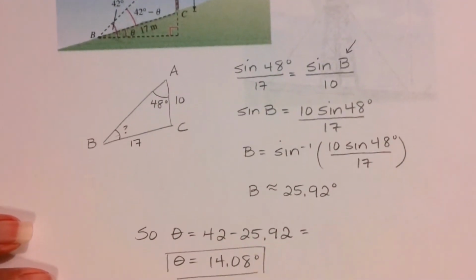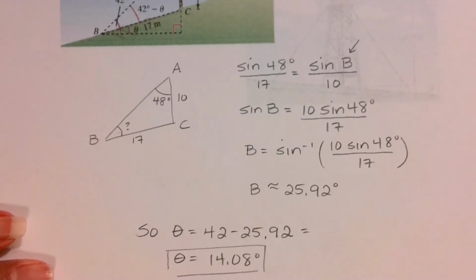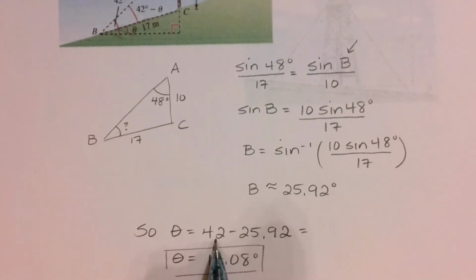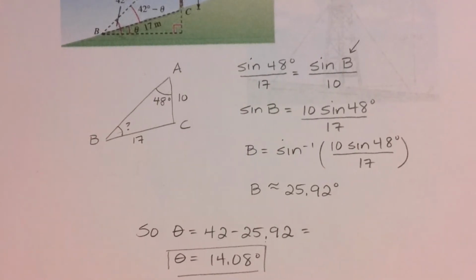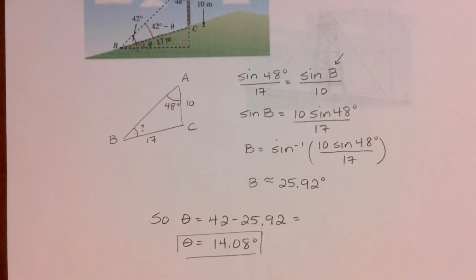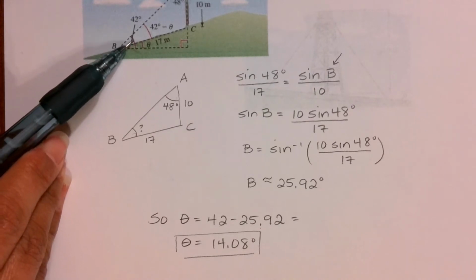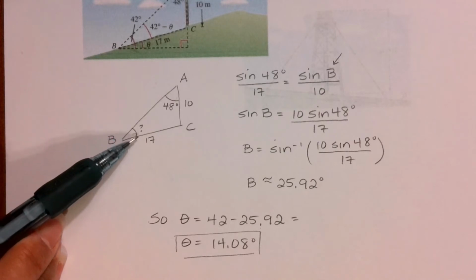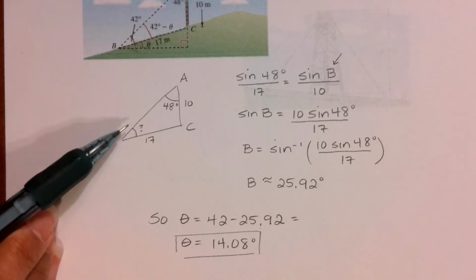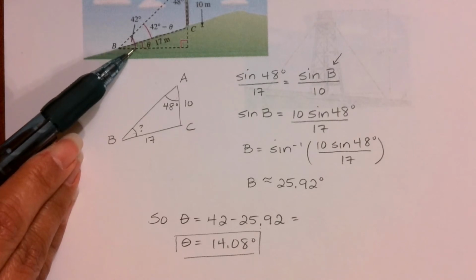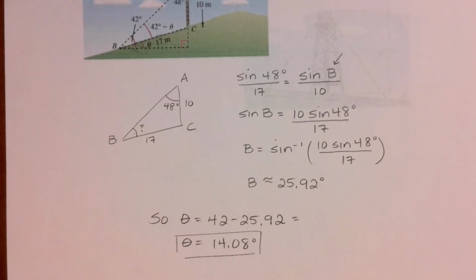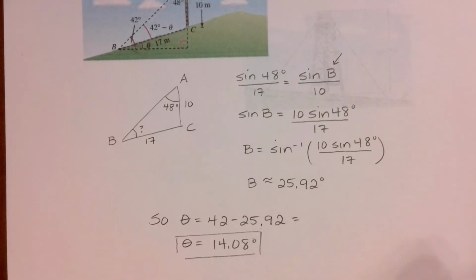And you can't see anything I just wrote. My apologies. So 42 degrees minus 25.92, which is what we got from here, will be the 14.08. Zooming out a little here, you'll notice that we knew this whole thing was 42. We had just figured out this piece right here. So we did 42 minus that piece to get the leftover, which is your theta. All right, let's try another problem.